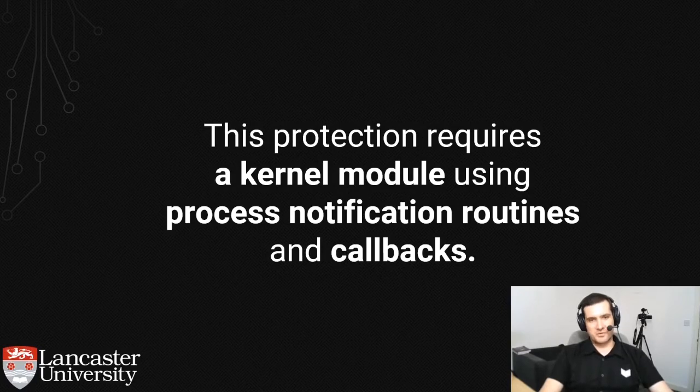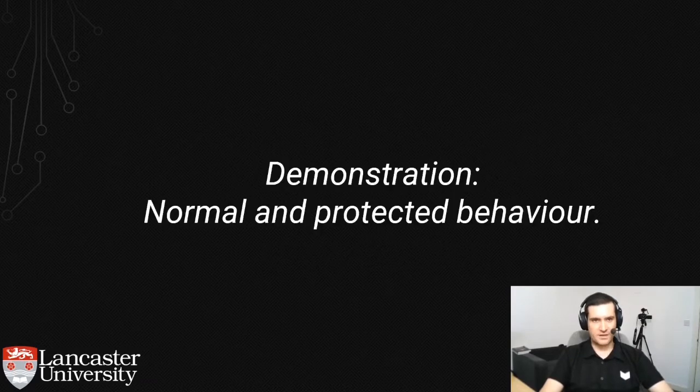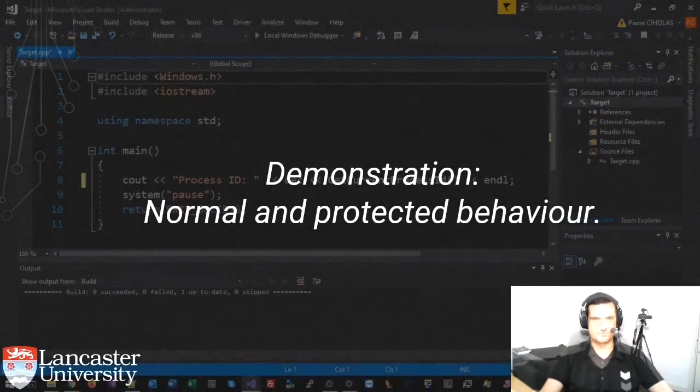Now that Windows protects against kernel modification, this security can only be implemented with a kernel module, also known as a driver on Windows, using kernel notification routines and callbacks. The kernel notification routine allows the driver to be notified when a process is being spawned, and the callbacks allow to filter a requested handle to remove specific permissions. Let's have a look at this in practice.